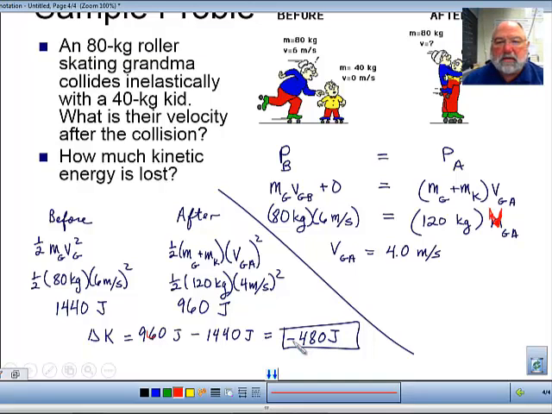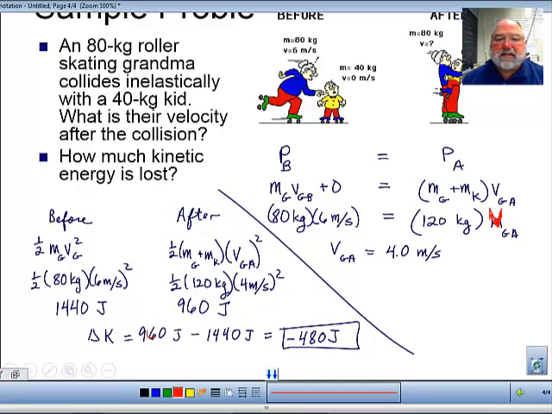Where did that go? Well, it went into making Granny and the kid warmer. How did it do that? Well, some of that energy was transferred to their internal system, making their molecules jiggle. And jiggling molecules is another way of saying their temperature went up.